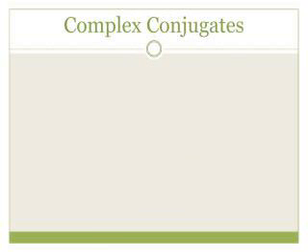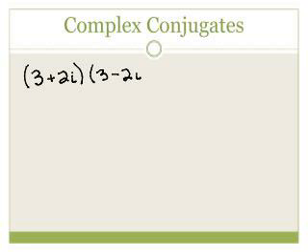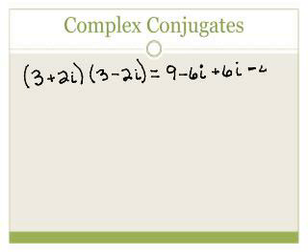Complex conjugates. Sometimes when we're multiplying, we come up with an imaginary number like this, and if we multiply it by its conjugate, which is 3 minus 2i, we end up with a real number. So let's take a look at what happens here. So it's a double distribute again, so 3 times 3 is 9. 3 times negative 2i is negative 6i. And then I multiply the 2i. 2i times 3 is plus 6i. And then 2i times a negative 2i is minus 4i squared.